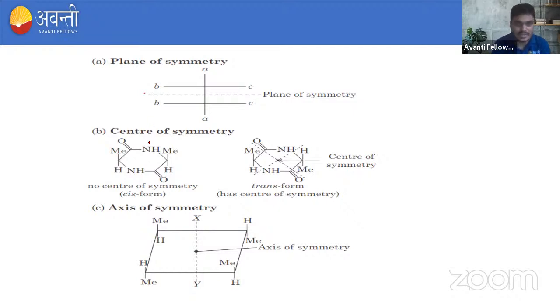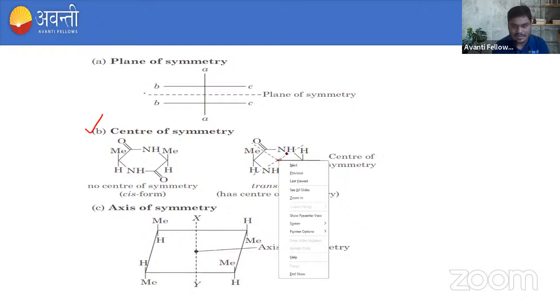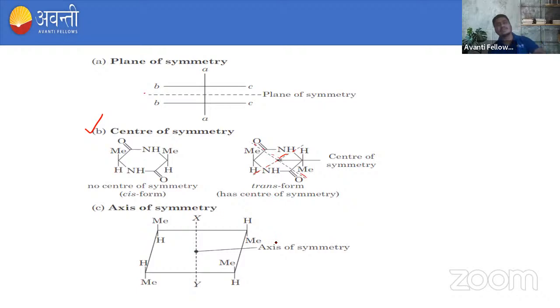Similarly, what is the center of symmetry? Here we have no center of symmetry, right? But this one has a center of symmetry. Here this is the center of symmetry. Okay? This comes from here and gets cut exactly here, and this one gets cut exactly here, and this one here. So this one has the center of symmetry. So those do not have a center of symmetry and those have a center of symmetry. These two are very important elements of symmetry: the plane of symmetry and the center of symmetry.